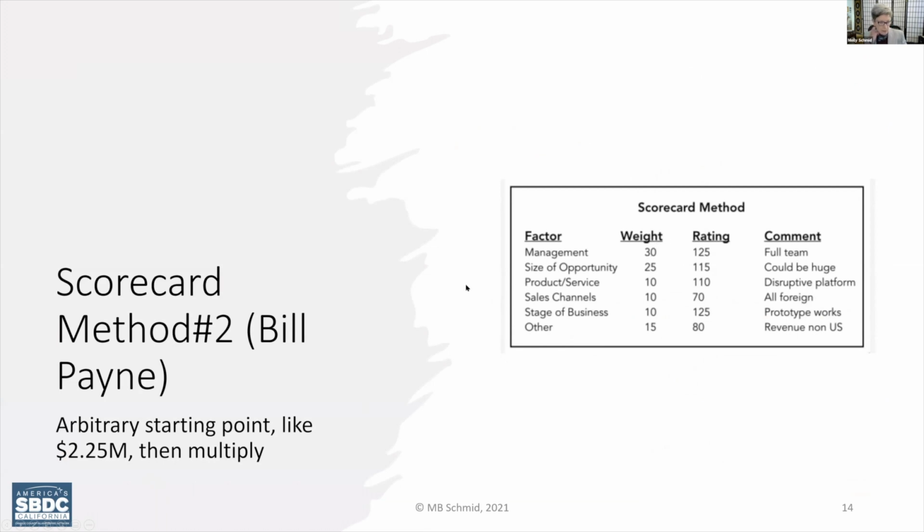So Payne provided the opportunity to say, I think the management team is the most important thing out of everything, so I'm going to weight the score for the management team. All right. Again, all of these have a very arbitrary starting point, like 2.25 million, and then you would multiply your score by that maximum.